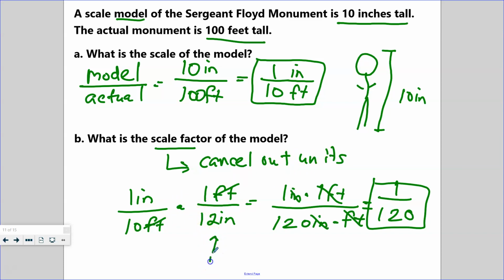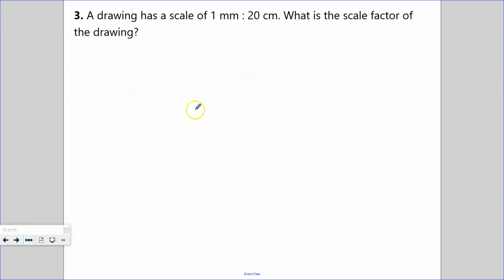Where did this come from? Well, that's real life. A ruler is 12 inches long, also known as a foot, right? 12 inches equals 1 foot. Okay. All right, so this one's on your own. Push pause if you'd like. Otherwise, go and follow along with me.